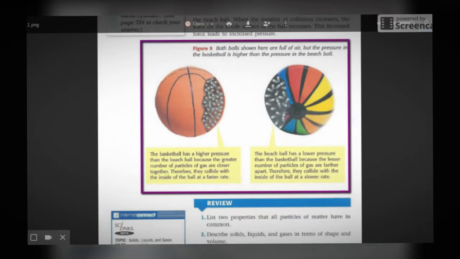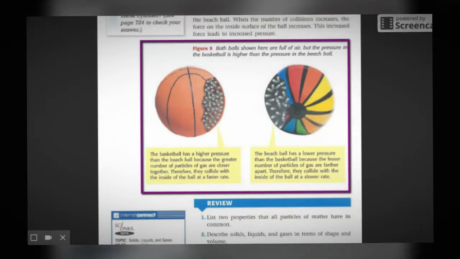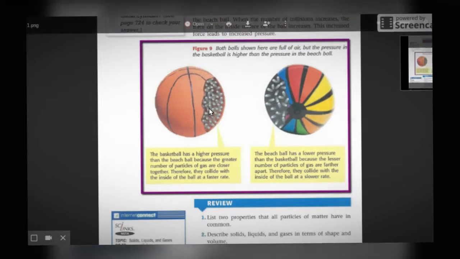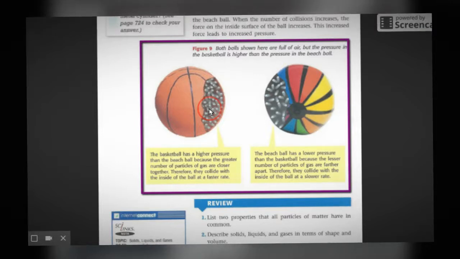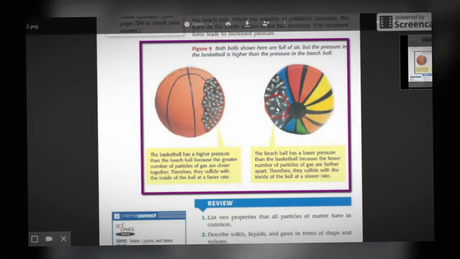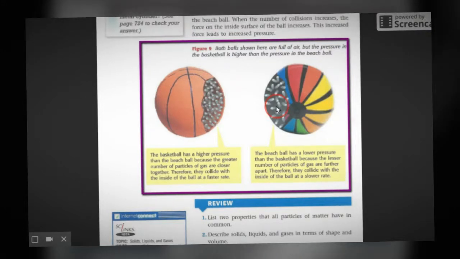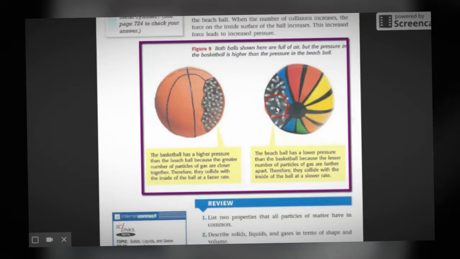Figure 9. Both balls shown here are full of air, but the pressure in the basketball is higher than the pressure in the beach ball. This basketball has higher pressure than the beach ball because the greater number of particles of gas are closer together. Therefore, they collide with the inside of the ball at a faster rate. The beach ball has a lower pressure than the basketball because the lesser number of particles of gas are farther apart. Therefore, they collide with the inside of the ball at a slower rate.